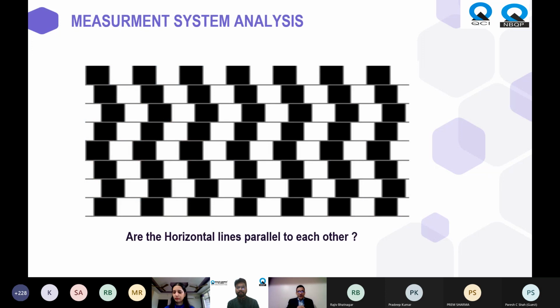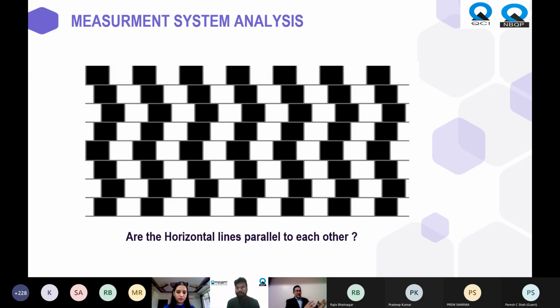So before we go into technicalities of MSA and SPC, I'm sharing this photograph with you. And if I ask you, you can just do it on your own. Are these horizontal lines parallel to each other? I'm giving you a few seconds to answer. You can just write yes, whether these are parallel or not. Are they looking parallel or not?